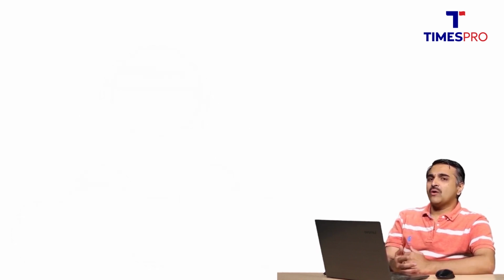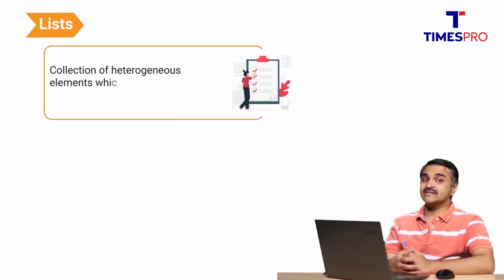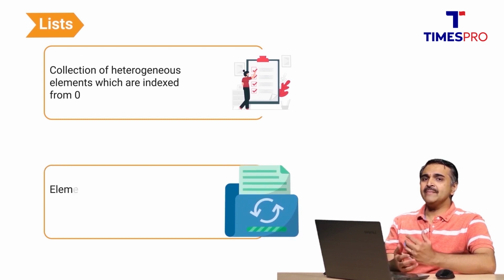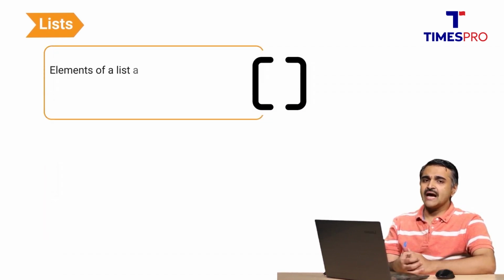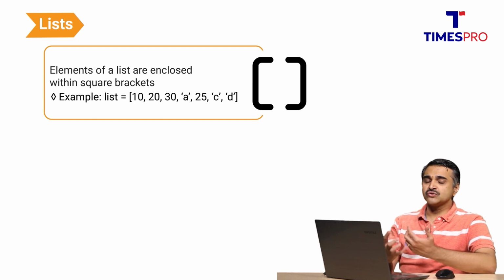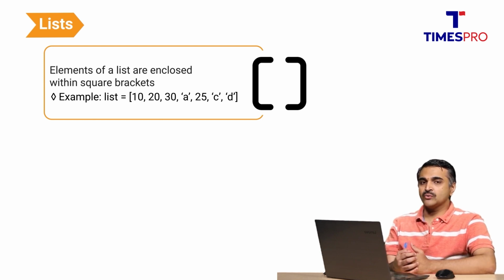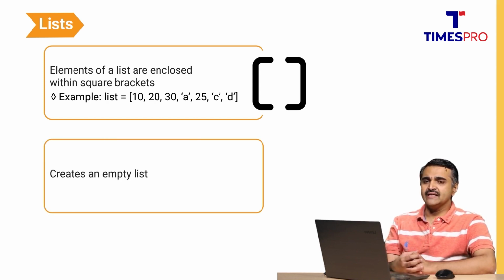Let's now understand what lists are. Lists are heterogeneous collections of elements which are indexed from 0. Elements of the list can be updated. Elements of the list are enclosed within square brackets. So here is an example of a list where we have a heterogeneous collection of elements enclosed within square brackets. The list method without any arguments creates an empty list.